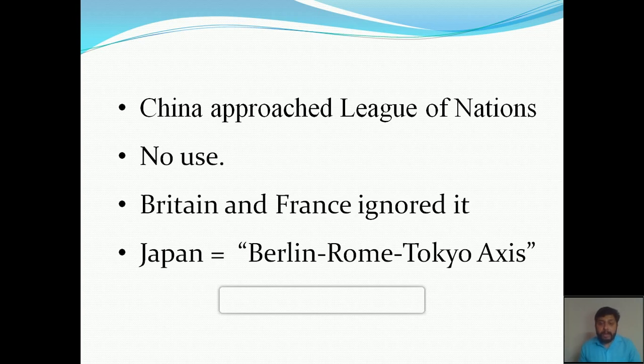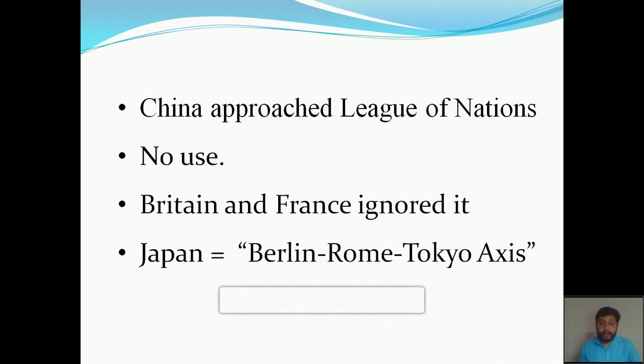So Germany and Italy made an agreement, and they started to oppose other countries. Here Japan also joined with them. Tokyo is one of the main locations in Japan. So the Berlin-Rome-Tokyo axis means the Germany, Italy, Japan axis. These three countries together were known as the axis. When Japan joined with Germany and Italy, they three together created a very powerful unity.